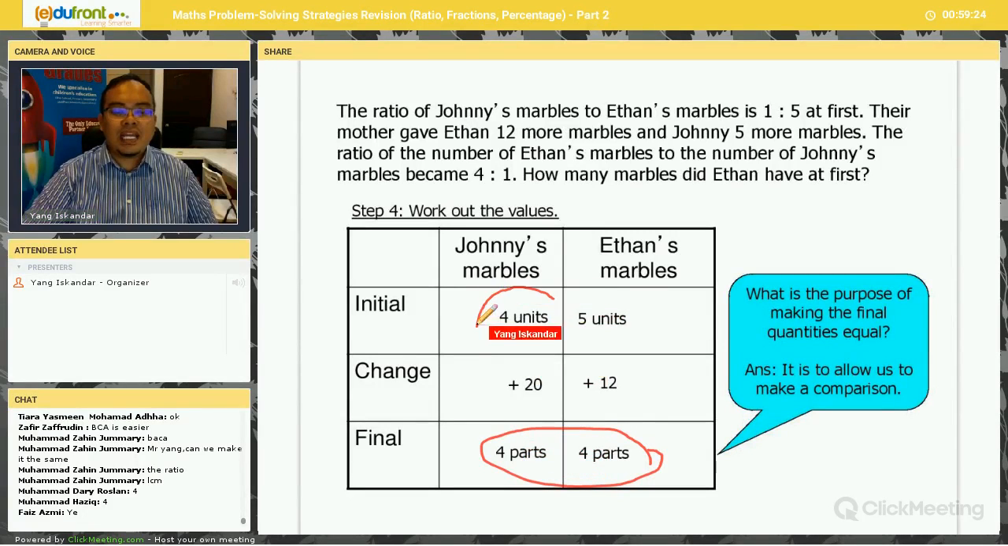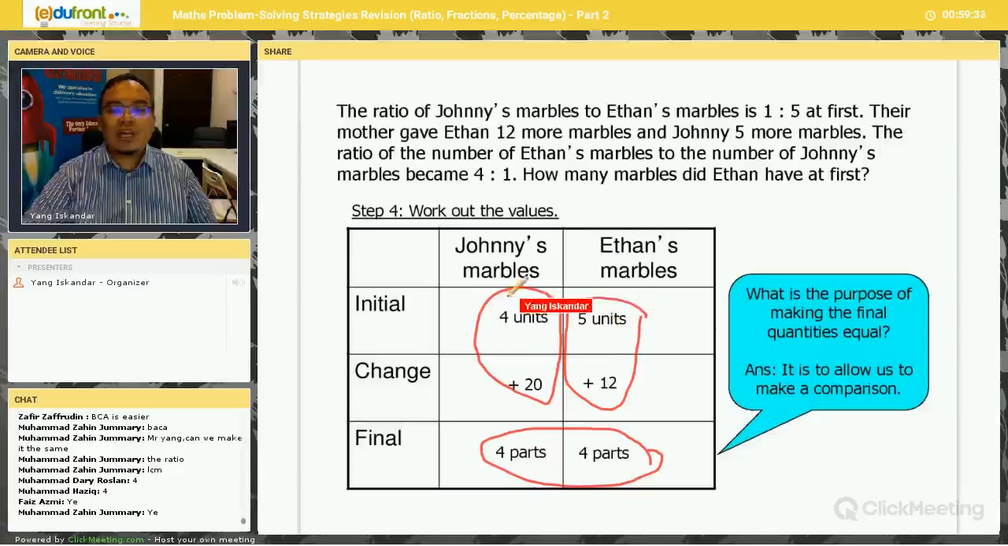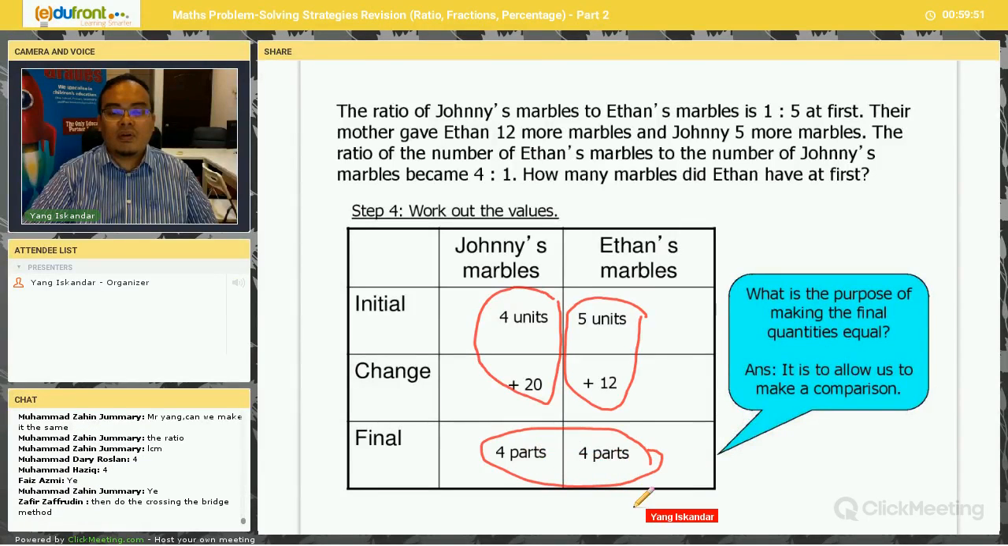So what does it mean? It means that 4 units plus 20 is equal to 5 units plus 12. Okay, 4 units plus 20 equals 5 units plus 12. Now before, we cannot equate this to here. Why? Because the number of parts are different. So that is why we make the parts the same. In the earlier step, we made the parts the same. Initially the final ratio was 1:4. Now you can see that this is 4:4.